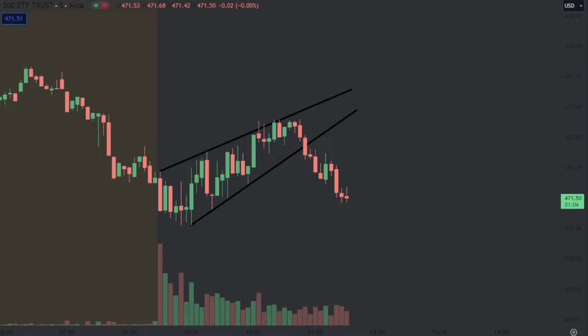I see it a lot on futures, SPY, large cap. So if you guys trade those things, then this might be a setup that you guys could look for. And this setup is going to be ascending wedge or a rising wedge.